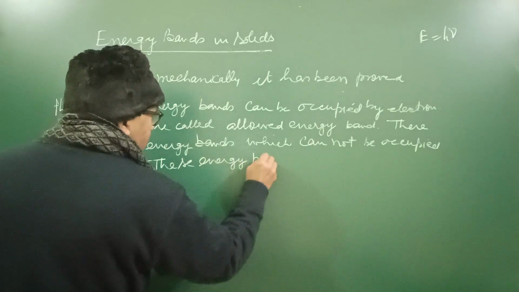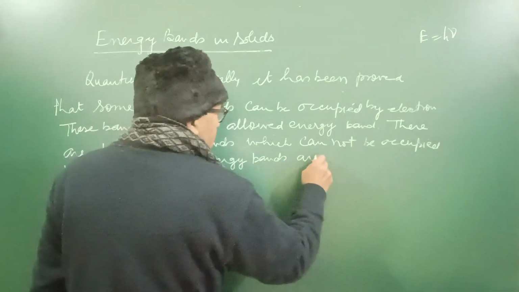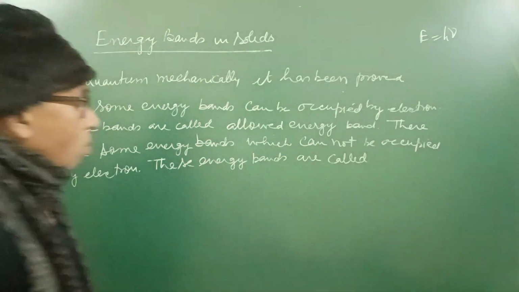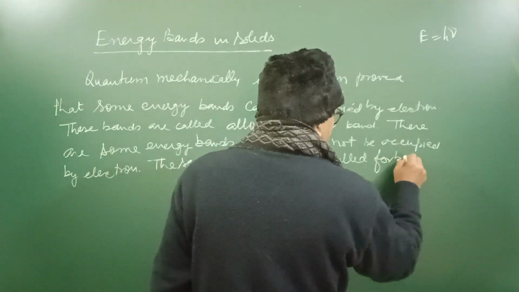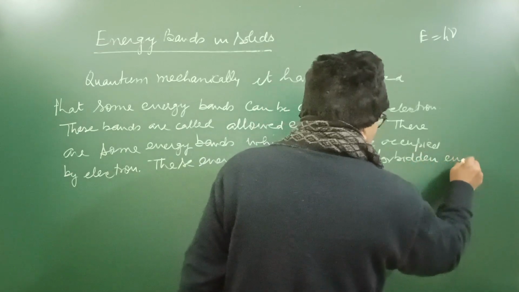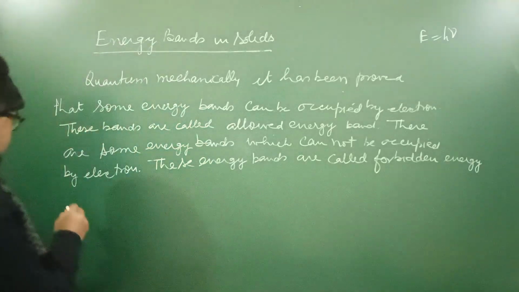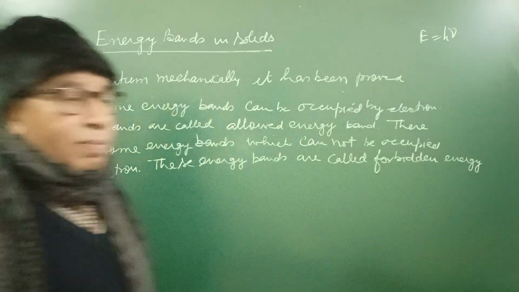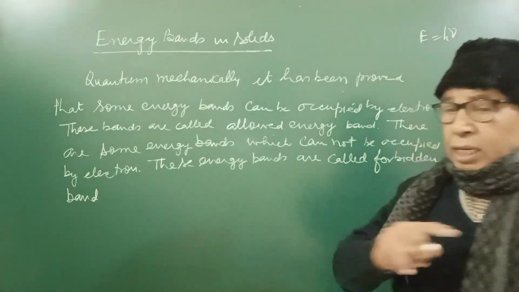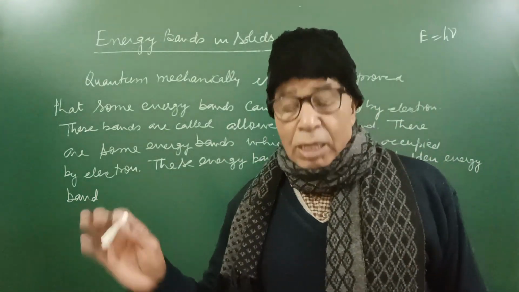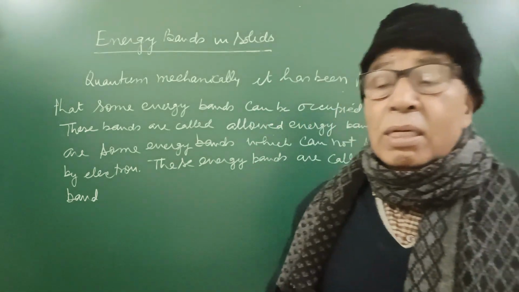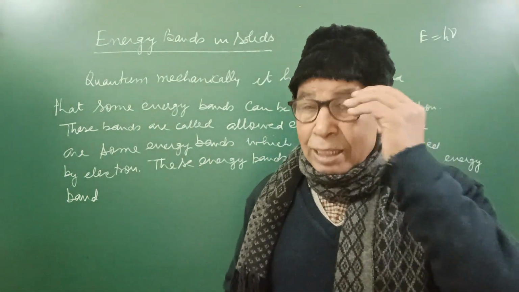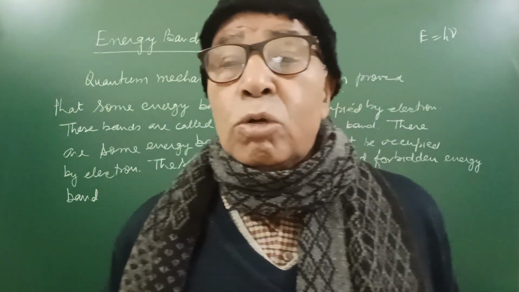These energy bands are called forbidden energy bands. The allowed energy band means the energy values of that band can be possessed by some electrons. Forbidden band means energy values of that range cannot be possessed by an electron. Means an electron of that much energy may not be found inside the solid.